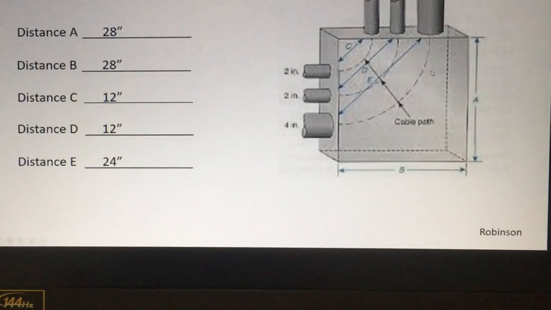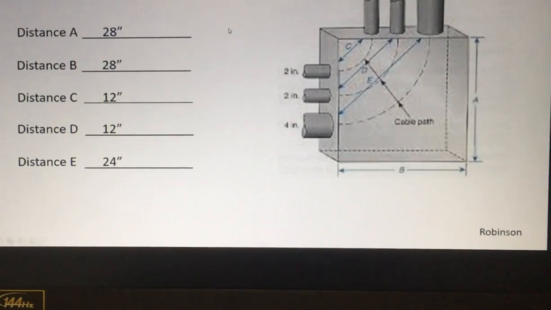Okay, distance A. If you go back to angle pull, you take 6 times the largest conduit. So 6 times 4 is 24, plus 2, plus 2, plus 2. And that's how you get 28. Got it. Thank you. Appreciate it.